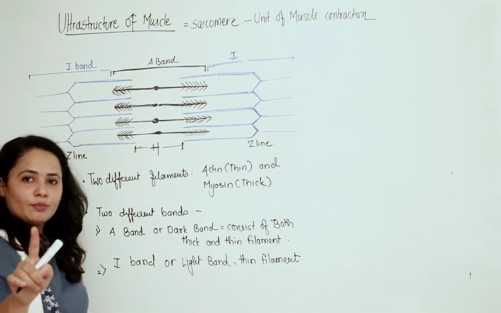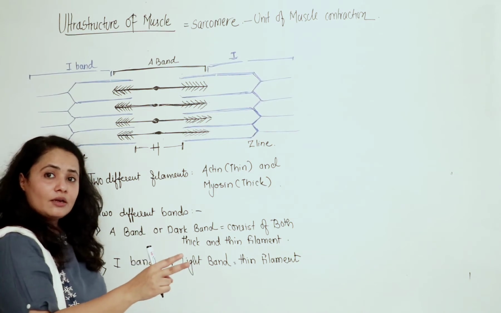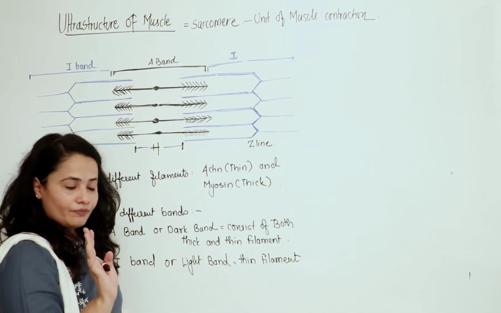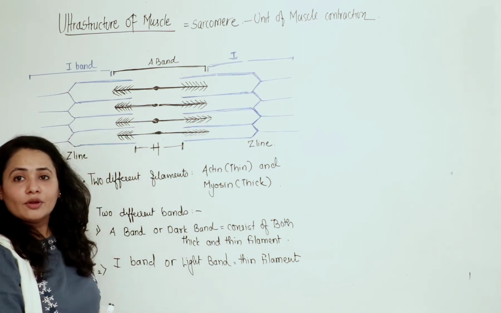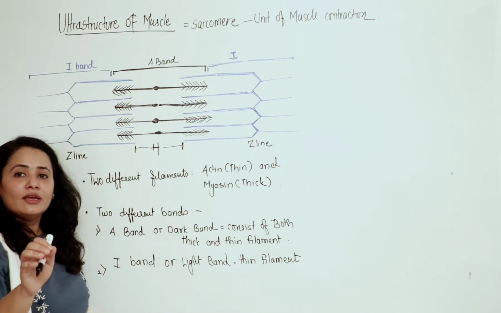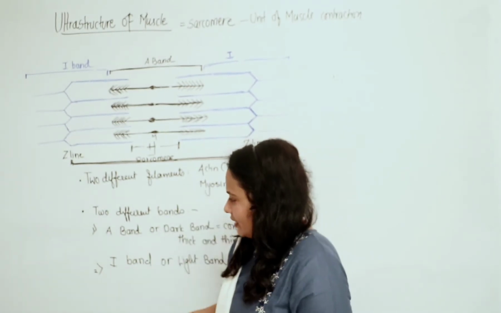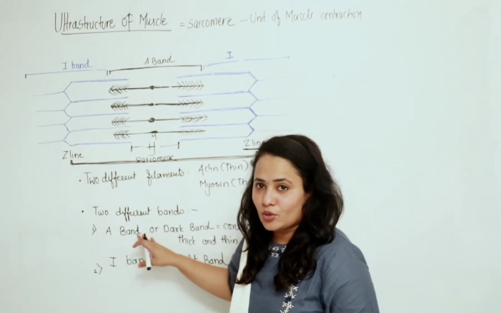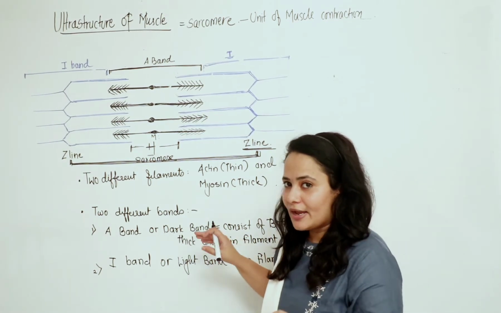The first point I repeat again. The A band or the dark band is dark because it consists of both filaments. The second band is the I band or light band. It is light because it consists only and only of thin filament. तो यहाँ आपको याद रखना है क्या कि A band किस चीज का बना है. So A band is made up of thick and thin filament क्योंकि वो dark है.